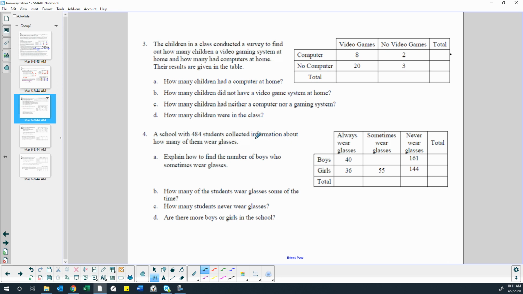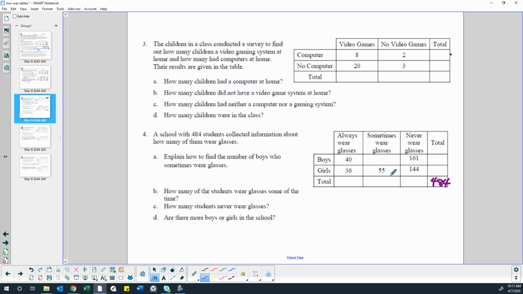For number four, a school with 484 students collected information about how many of them wear glasses. Let's go ahead and do this one together. Okay, so we know we have a total of 484 students. I'm going to put that in that corner number. Find the number of boys who sometimes wear glasses.